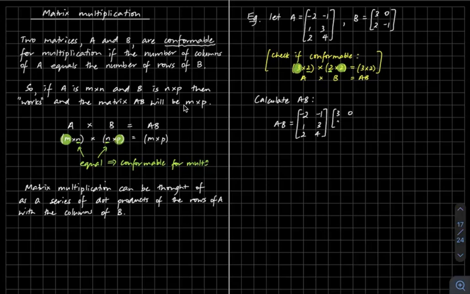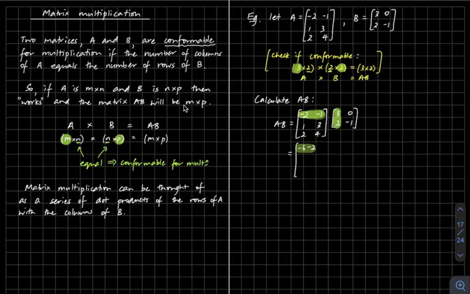3, 0, 2, negative 1. Okay, so a series of dot products between the rows of A and the columns of B. So I go, let's grab a highlighter here and say row 1 from here, take its dot product with column 1 there. So if I do that dot product, I'm going negative 2 times 3, which is negative 6, plus negative 1 times 2, which is plus negative 2. Alright, so that was the first one. That's the value I'm going to get there.